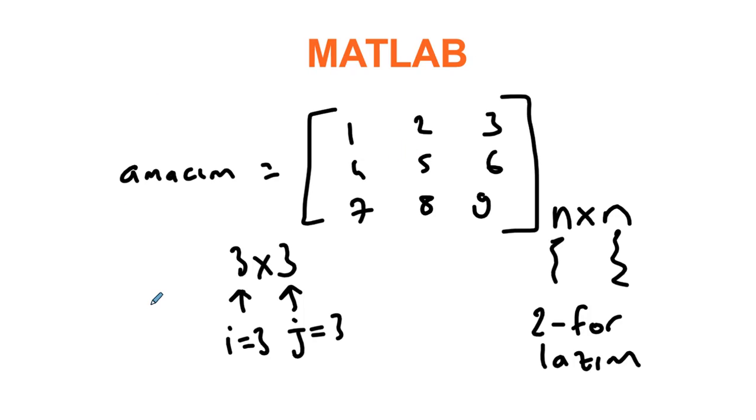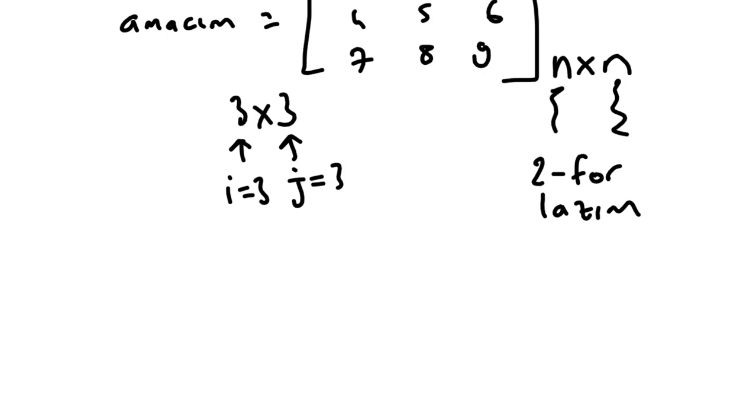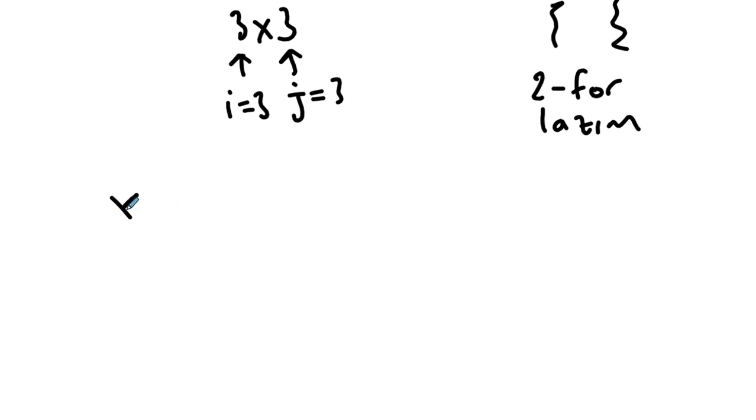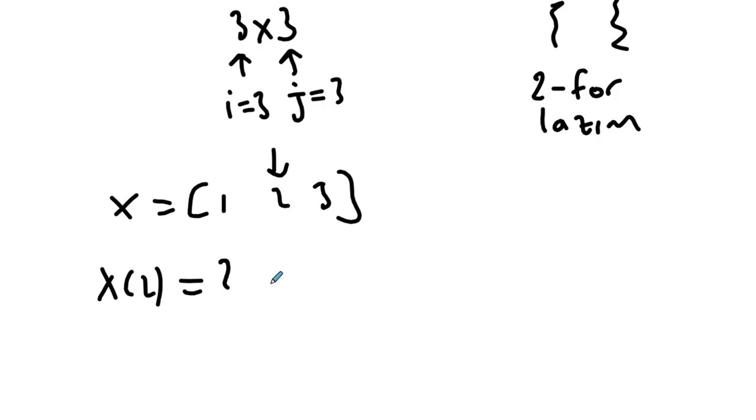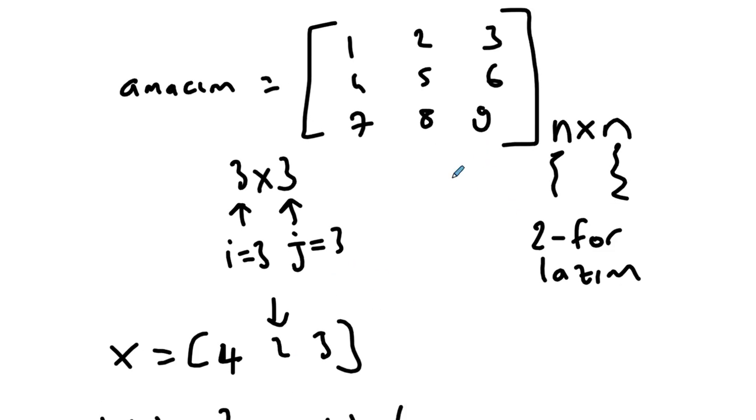Here's how we show the element of any matrix in MATLAB. For example, if x is 1, 2, 3, the array is, we say x(2) equals 2. Or you could say x(1) equals 1, x(3) equals 3. If this is 4, you say x(1) equals 4. So if there is only one value in parentheses here. But in the matrix system, you have to give the row and column.